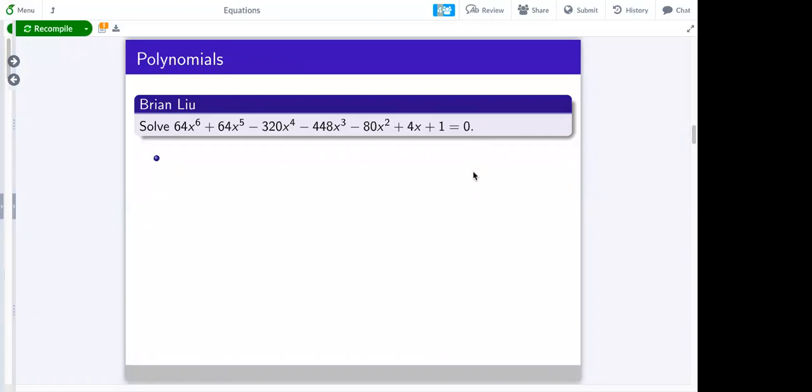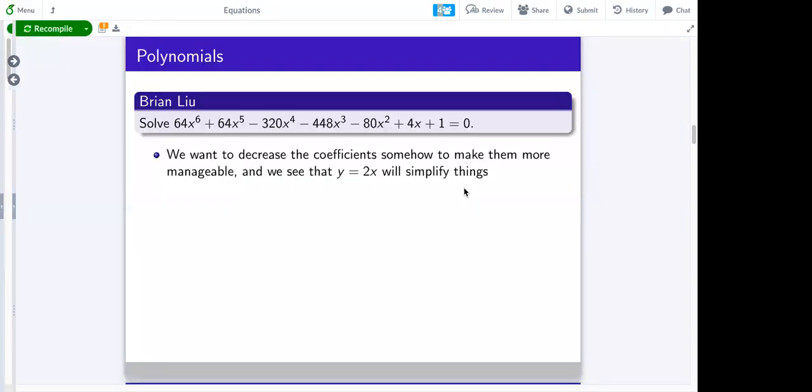So Kevin had a good idea: what if we let y equal 2x? I mean, this simplifies things, right? Because a lot of these coefficients, especially the bigger x coefficients, like the x to the 6th and the x to the 5th, have a lot of 2's in them. Essentially, if we can simplify it by getting rid of these 2's, then that'll be nicer, right?